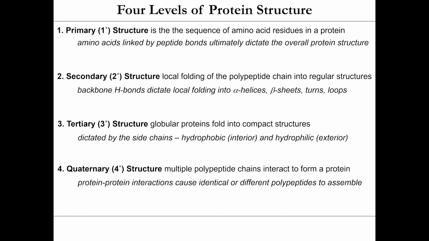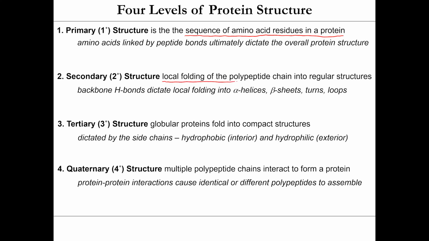All right, so before we get started today, I'll go over again the 4 levels of protein structure, which we also talked about in the previous lecture. So there are 4 levels of protein structure: primary, secondary, tertiary, and quaternary structure. So we reviewed last time primary and secondary structure. So primary structure is the sequence of amino acid residues in a protein or a polypeptide chain linked by peptide bonds. And so that primary structure ultimately dictates the overall protein fold and structure.